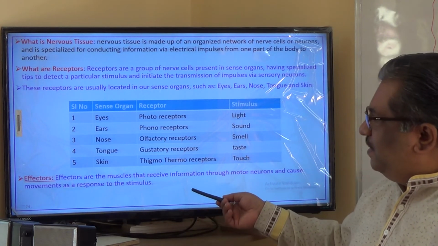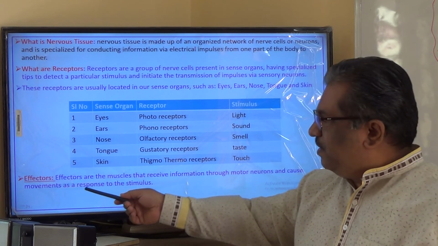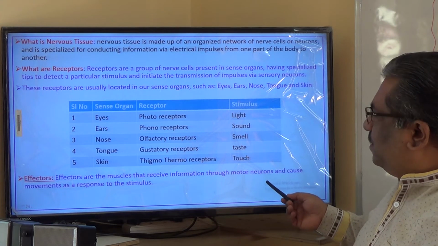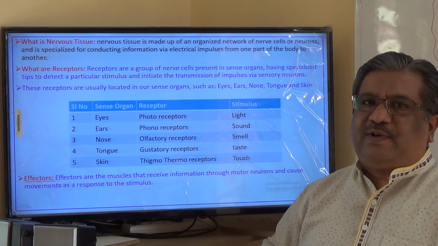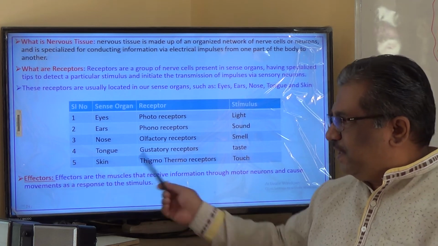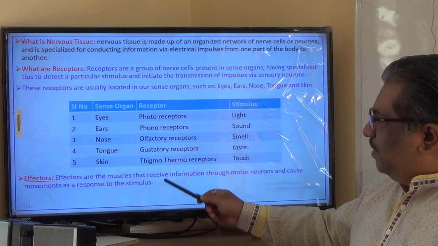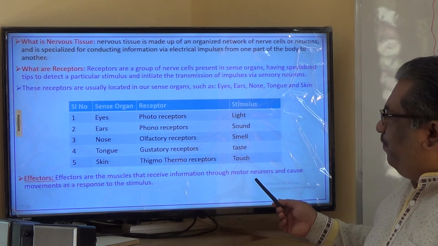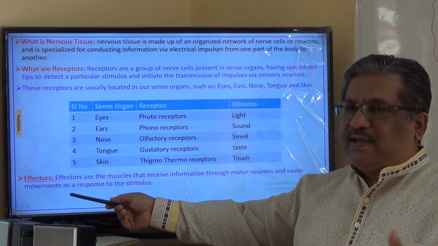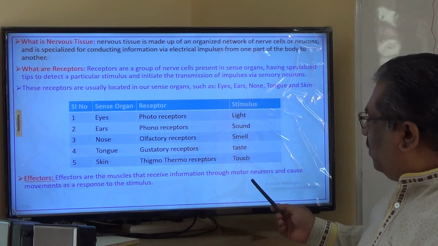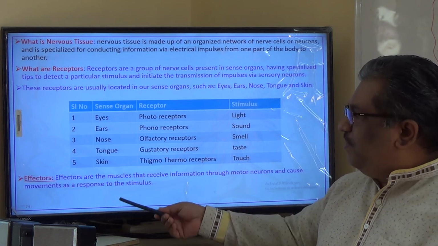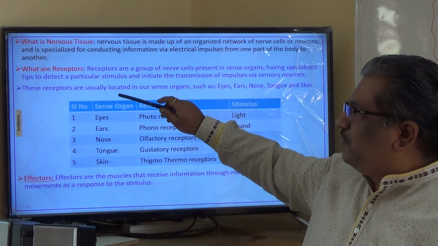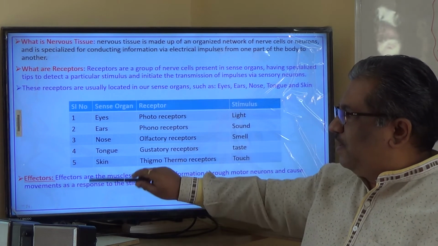The definition given here is quite good. Effectors are the muscles that receive information from the motor neurons and cause the movements as a response to the stimulus. Once again I'll read: effectors are the muscles that receive information through motor neurons and cause the movements as a response to the stimulus. What are motor neurons? We'll see later. But for the time being, note down this definition of effectors. You are going to get a question on what are receptors and what are effectors.